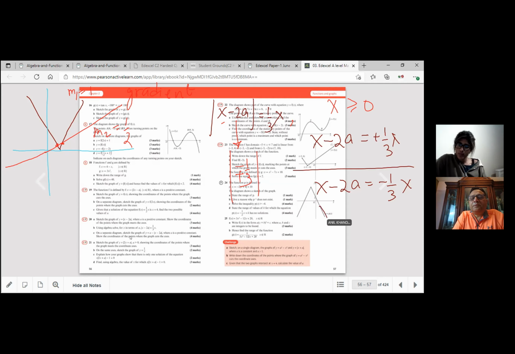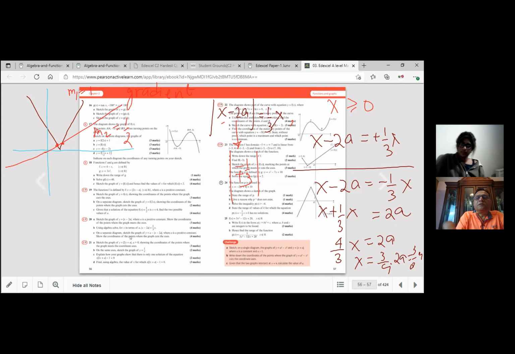Here it will be x plus 1/3 of x equals 2a. Then this is 4/3 x equals 2a, and x equals 3/4 times 2a, which is 3/2 a. So that is one of your answers. The other one, you solve the first equation, which is this one. Let me solve this in a different color. One is with positive, one is with negative. We'll do this one now.